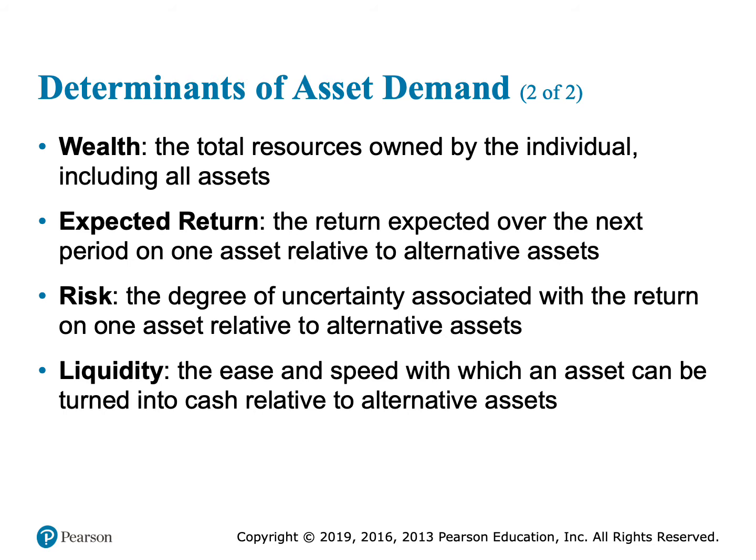And that's certainly true of our third determinant of asset demand, risk, and our fourth, liquidity as well. Risk, the degree of uncertainty that is associated with the return, right? Is this entity going to default? Are they going to miss payments? So on and so forth, right? This is a downside of asset demand.